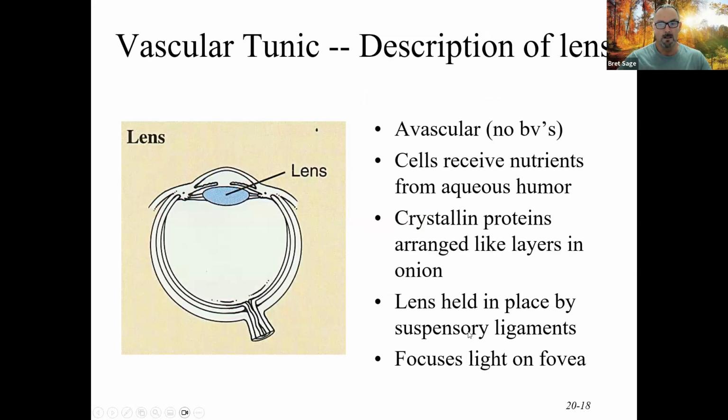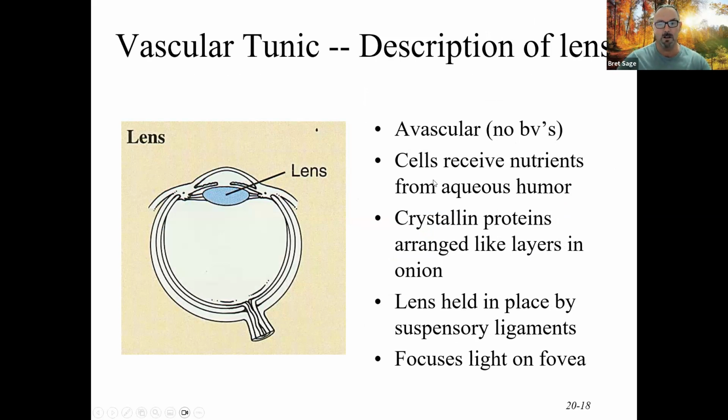Okay, the vascular tunic. It's avascular, meaning there are no blood vessels in the vascular tunic. I know, let's see what we got here. Okay. So the vascular, it sounds a little counterintuitive, I realize. So we're talking about the lens. It is part of the vascular tunic, but the lens itself doesn't have any blood vessels. So even though it's part of the vascular tunic, it is not vascular itself.